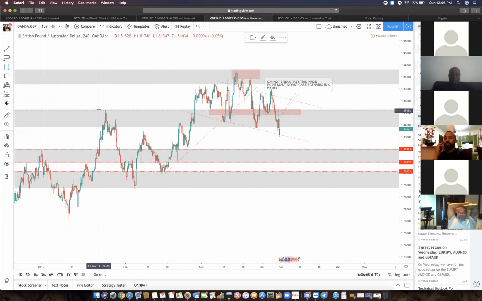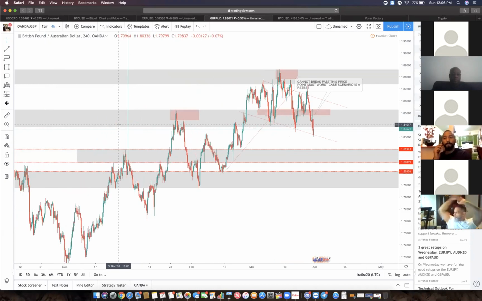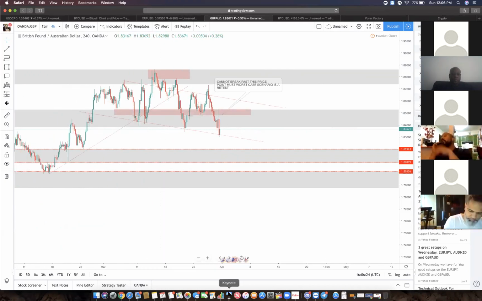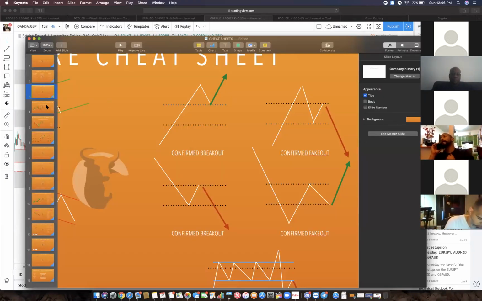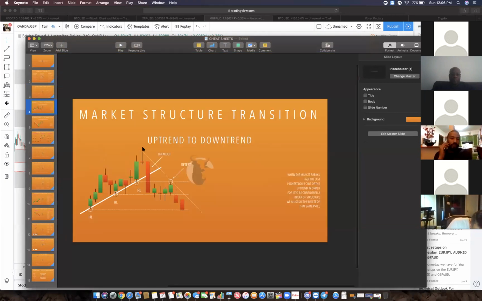Here's another example. Here's the market coming up. It faked out, came back in, retested, and dropped. The way we look for structure amongst the uptrend and the downtrend as well. I have these slides for you if you need them as well.